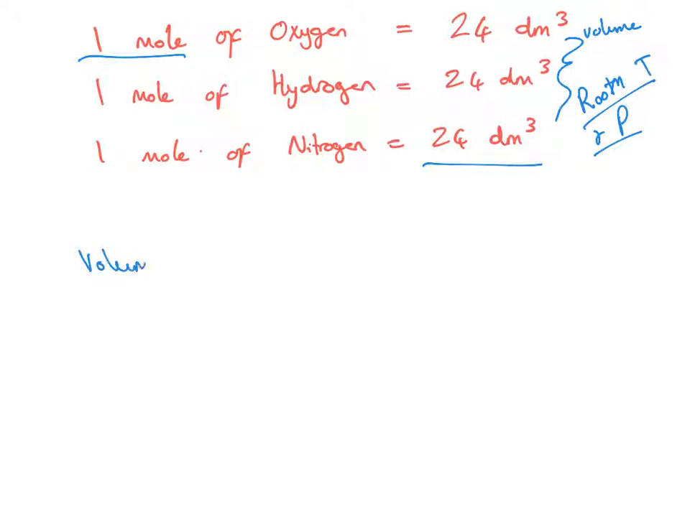And that means we can come up with an equation for this. The volume of gas at room temperature and pressure equals the moles times by 24. And this will give you the volume of gas in decimeters cubed.